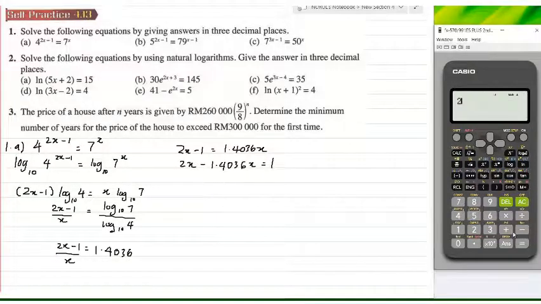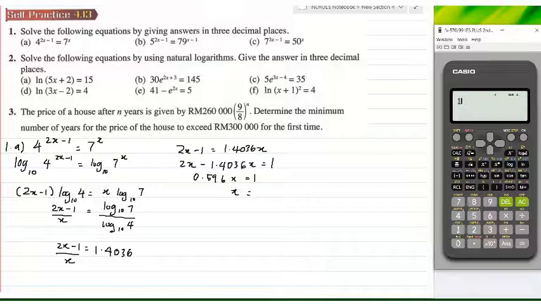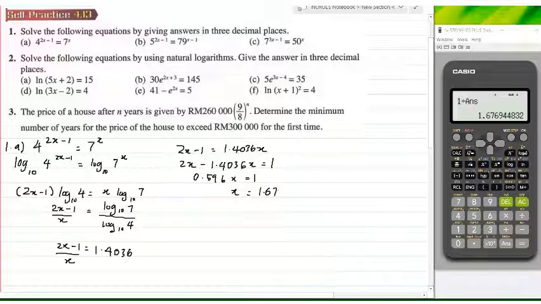Okay, 2 minus, it is 0.596 x equal to 1, then x equal to 1.677. Okay, in 3 decimal places.